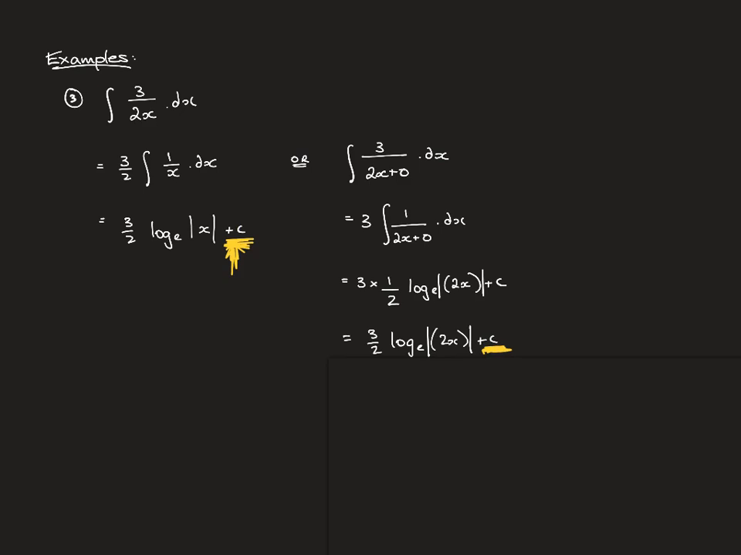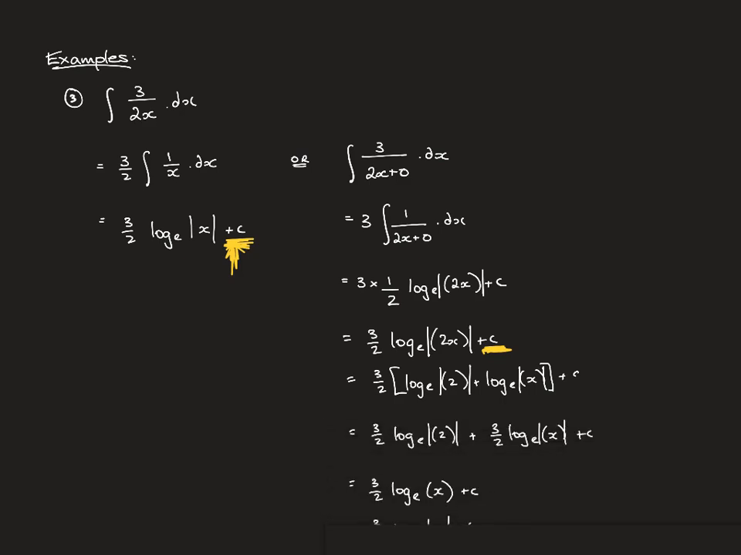Alright, so to show you that they do end up being the same, I'm going to apply the log laws here. So I'm going to split this into log to the base e of 2 plus log to the base e of x, and you can probably now see where this is going. So that's what I've got here: log to the base e of 2, that's a constant, and log to the base e of x. And so what we end up with is a constant, 3 on 2 expanded out, and this here is just a constant.